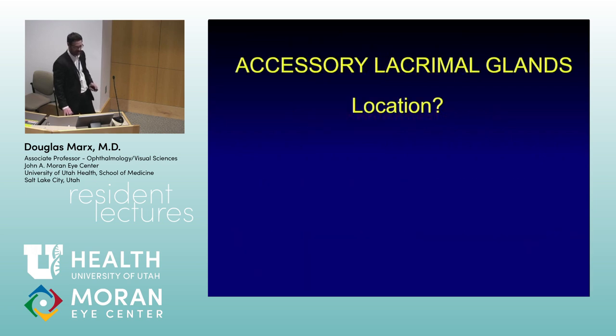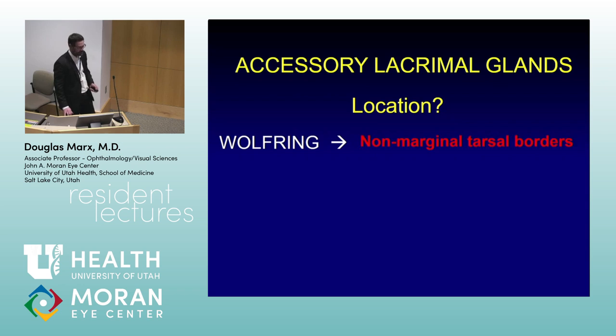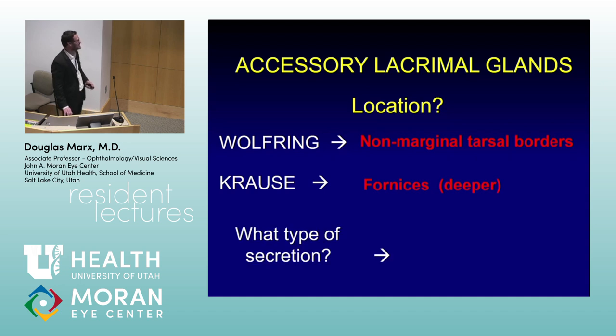Okay, so Wolfring, non-marginal tarsus borders, right? And then Krause is in the corner of the fornices. However one wants to remember this, they are exocrine glands. Okay.